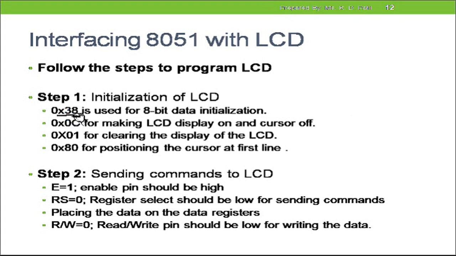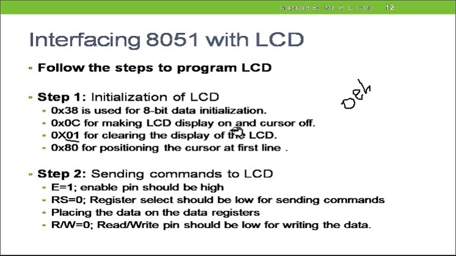So this command code I will send to the LCD, and the LCD will automatically understand that 2 lines and 5x7 matrix pattern is selected. After that, the LCD should be cleared. For clearing the LCD, the 01H command code is sent. After that, in our program we are going to use display on and cursor on, and for that the 0EH command code is used.